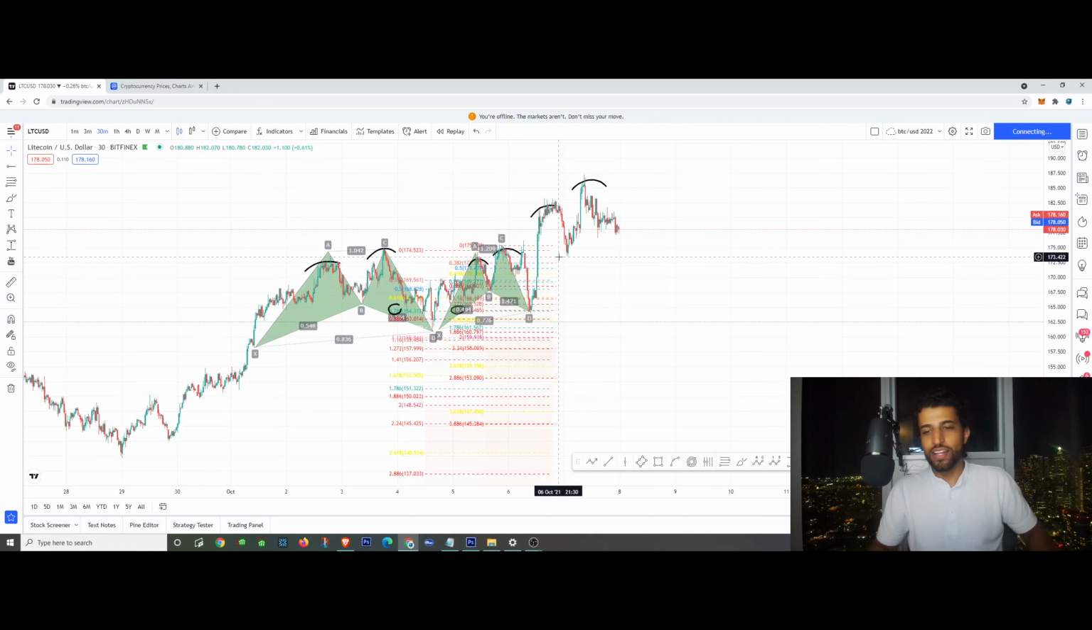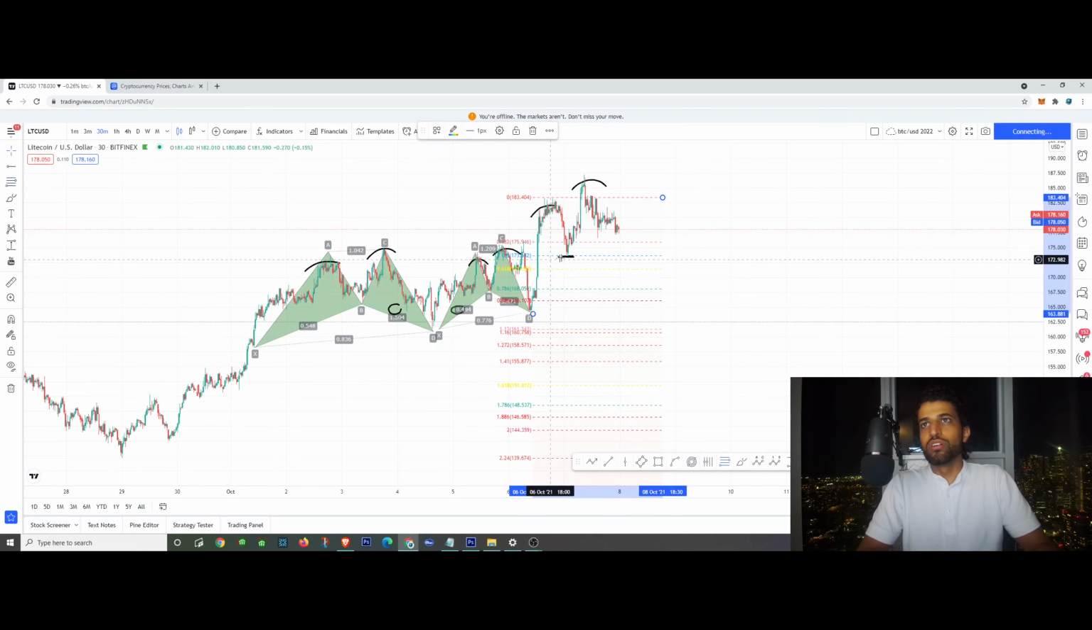So before I get into this last fractal, I want to make it very clear that this scenario remains invalid until we make a lower low below 173. So until Litecoin is able to break the 173 zone, then we're heading for this next scenario. Let's find out where exactly this takes us.